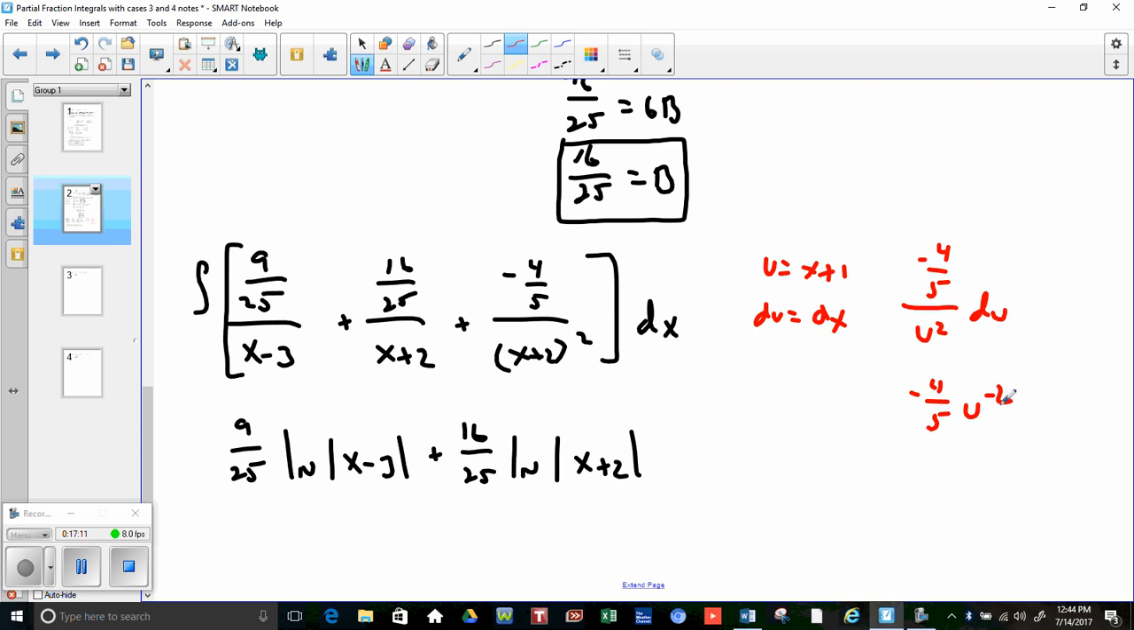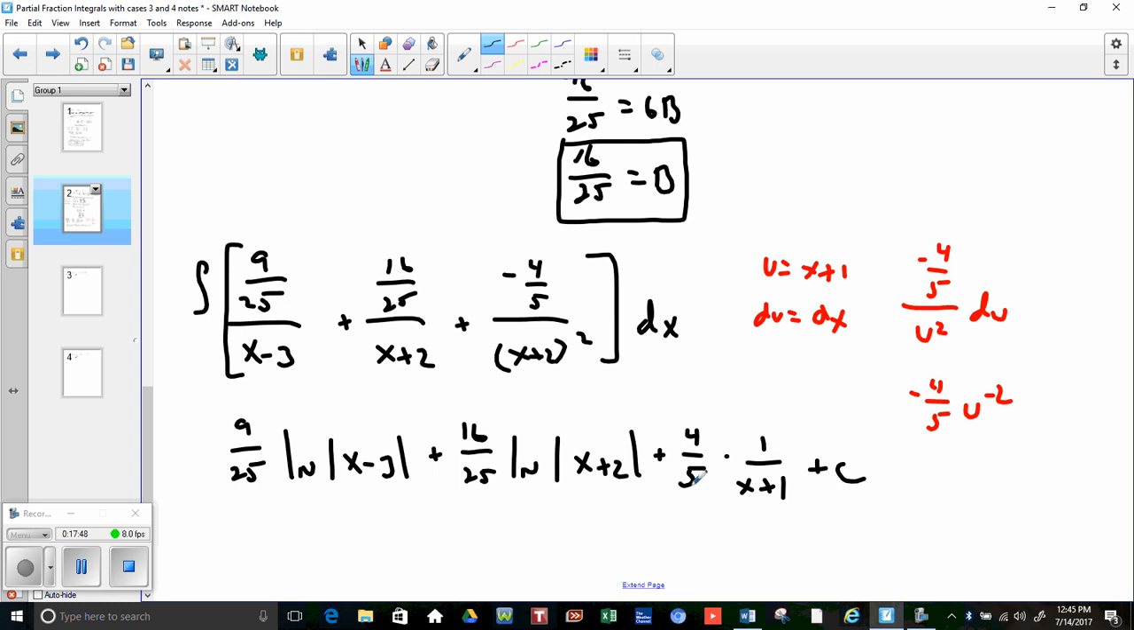And when you take the antiderivative, you raise this power by 1, so that'll become to the negative 1, and then you divide this by negative 1, which will make that a positive. So what we really get out of this is plus 4/5 u to the negative 1. But remember that u to the negative 1 is 1 over u, and u was x plus 1, so times 1 over x plus 1 plus c.